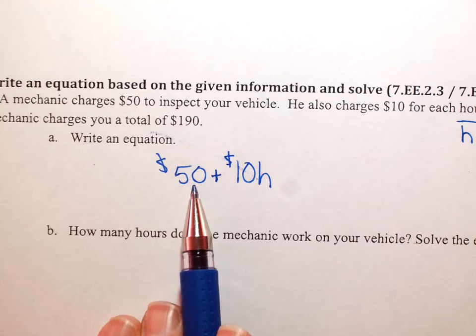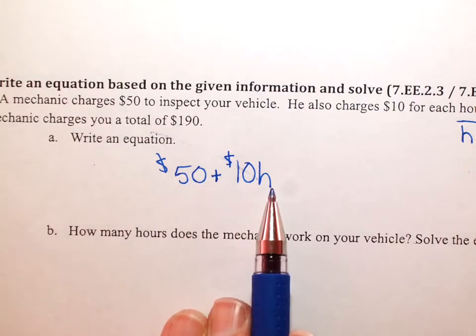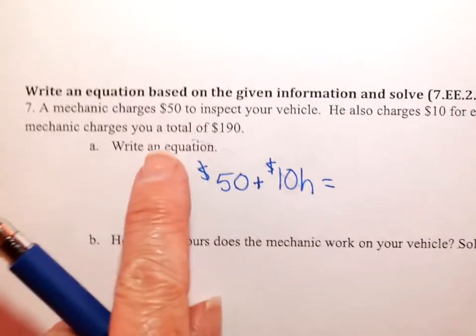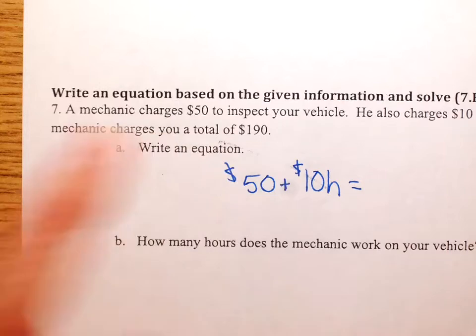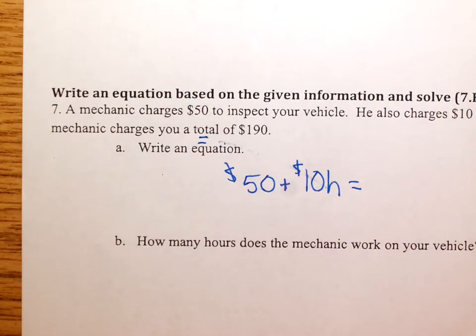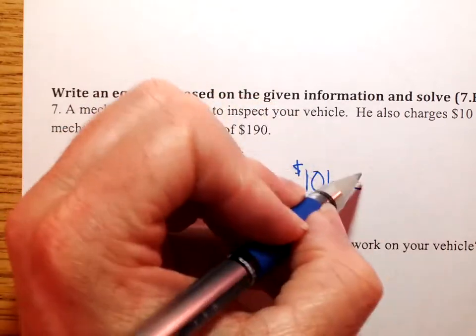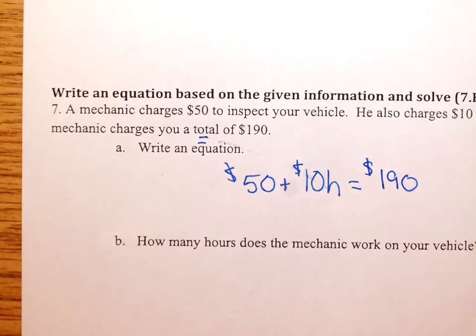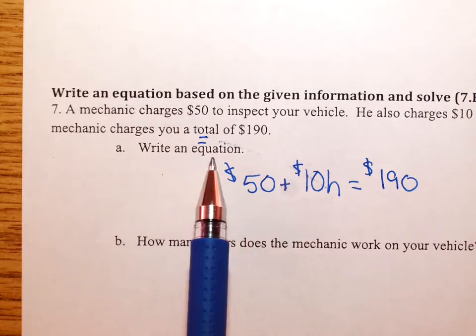This is just to drive up on the lot for him to look at it. Then for him to fix it, it's $10 an hour. And he charged me a total. See total right here? Total means equal or final answer. Okay? So a total of $190.